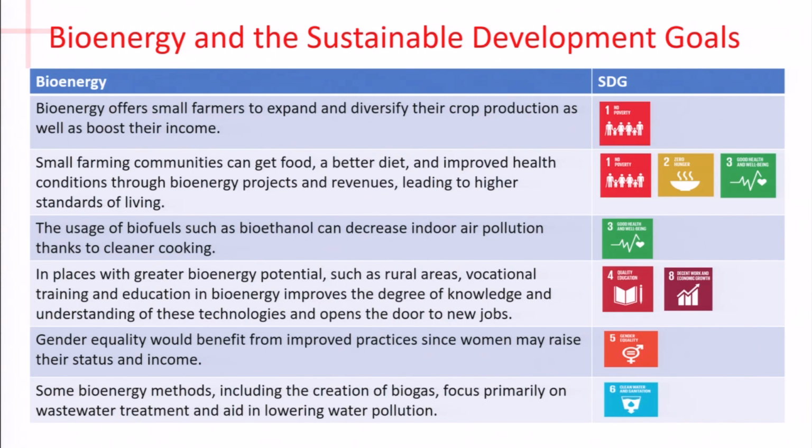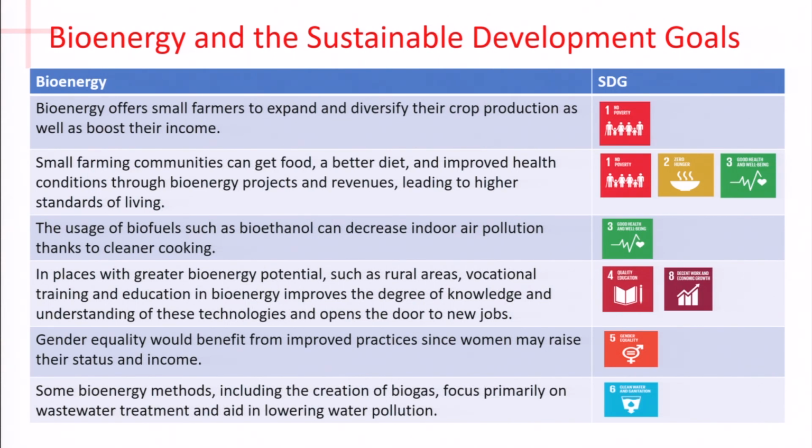Now, when we come to small farming communities, they can get food and a better diet, and improved health conditions through bioenergy projects and revenues, it leads to higher standards of living. In such an instance, we are able to achieve Sustainable Development Goal 1, which is no poverty, then number 2, zero hunger, and number 3, good health and well-being.